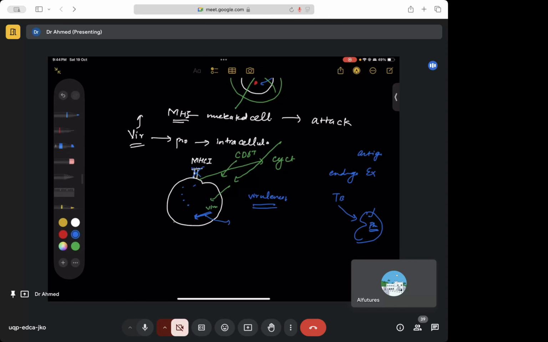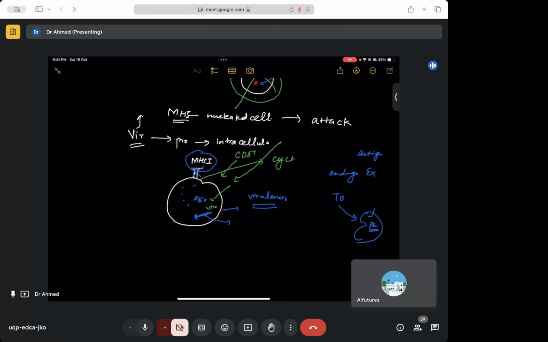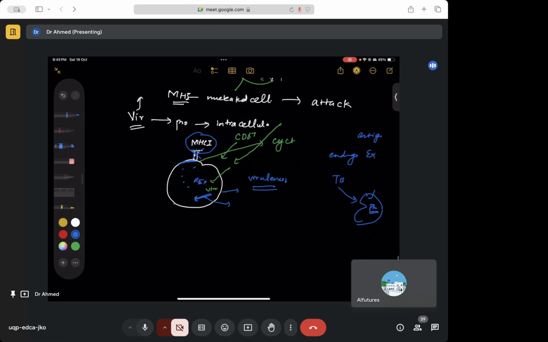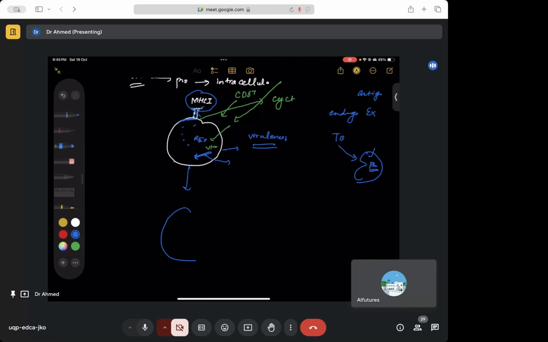Sometimes you have a virulence factor that disrupts the formation of MHC on this cell. MHC is also a receptor. This receptor is formed in your rough endoplasmic reticulum and then it is presented on the surface of your cell. So sometimes what does the virus do? It does not let this MHC class 1 receptor be present on the surface of the nucleated cell. For example, if a virus infects your cell and its virulence factor does not let MHC come on its surface, it saves itself from CD8 positive cells, right?